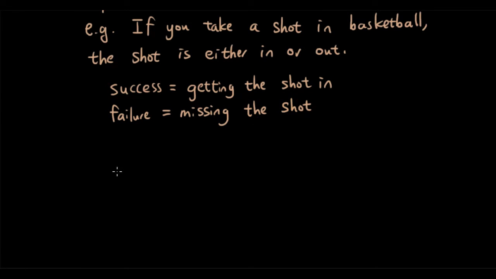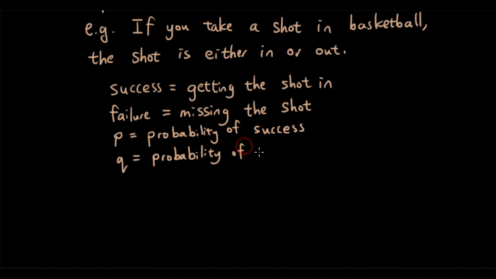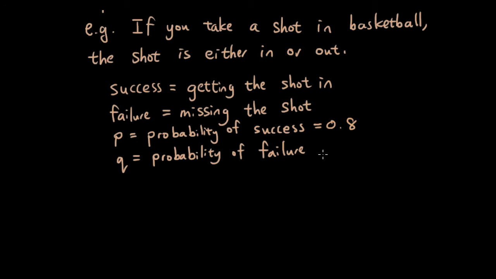Now I'm going to make up two variables, P and Q. P stands for the probability of success and Q stands for the probability of failure. Now I'm going to pretend that you are a pro basketball player and you have a probability of success of 0.8 and a probability of failure of 0.2.